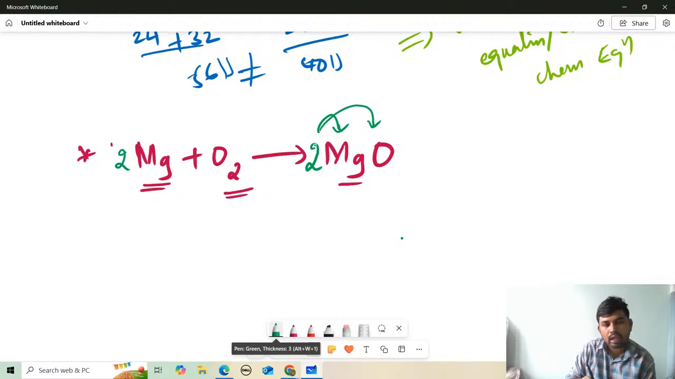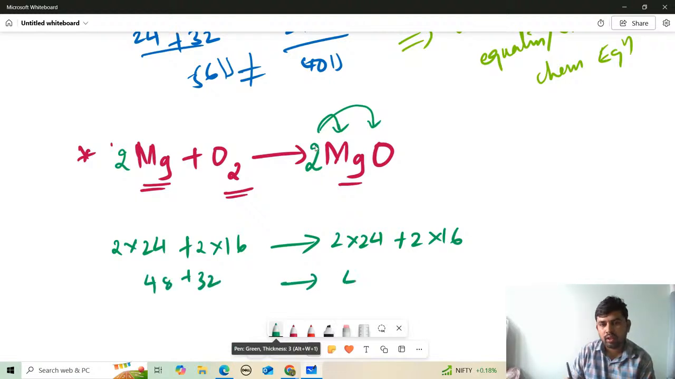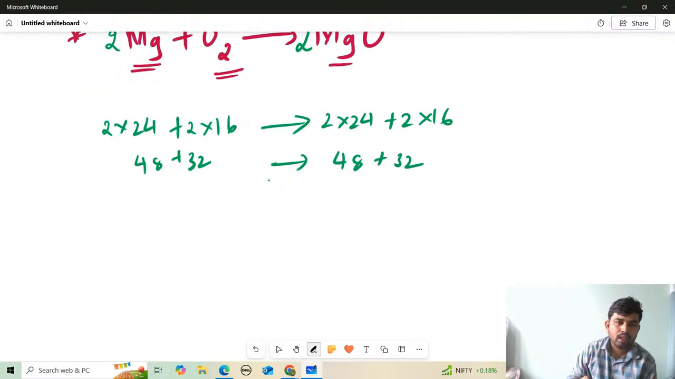Now calculate the mass here. Two into the mass of magnesium, 24, plus two into the mass number of oxygen, 16. On the right it gives two into 24 plus two into 16. So 48 plus 32, which gives 80 unified mass. Here also we get 80 unified mass. We can say both are equal.